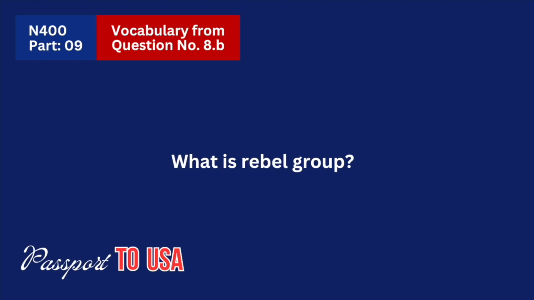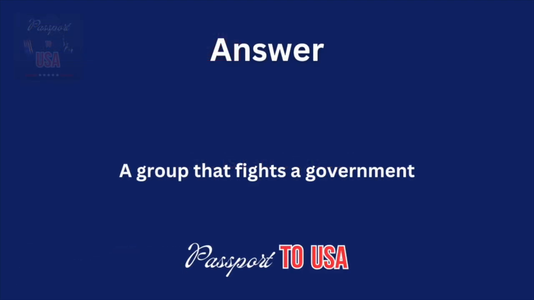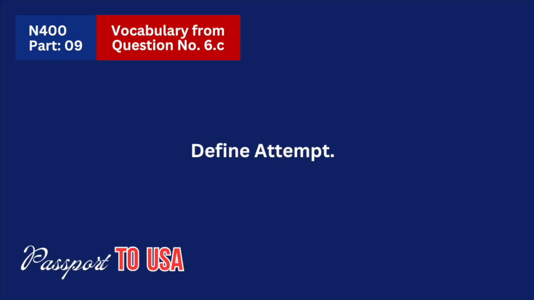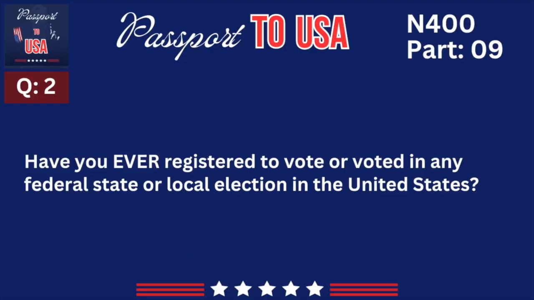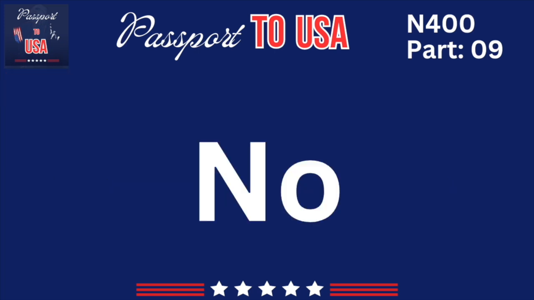What is rebel group? A group that fights a government. Define attempt. To try. Have you ever registered to vote or voted in any federal, state, or local election in the United States? No.